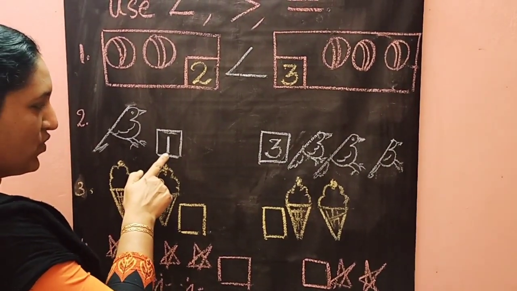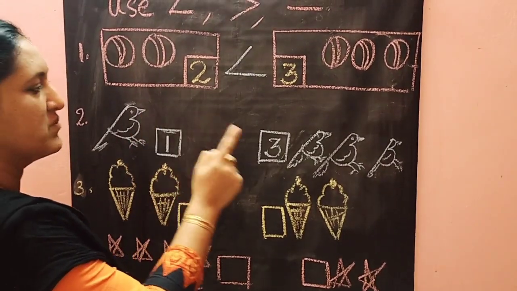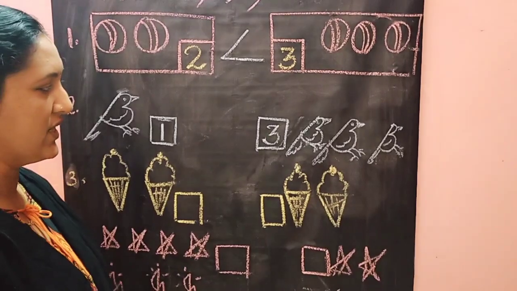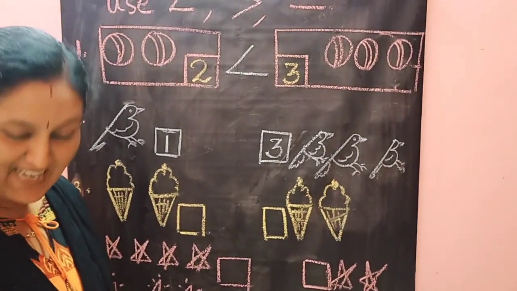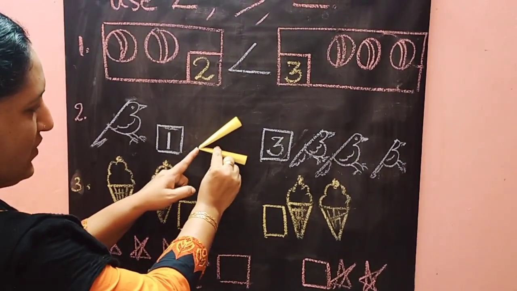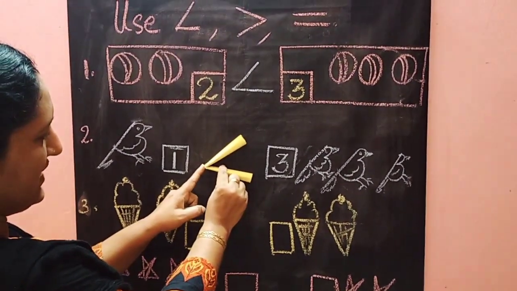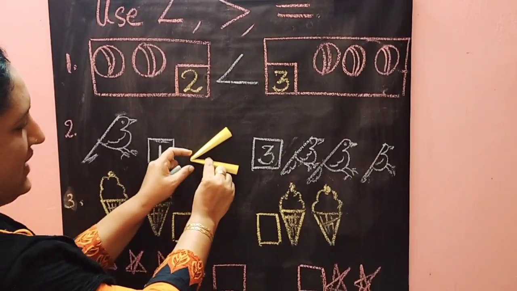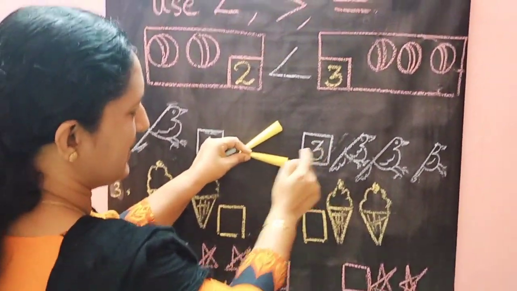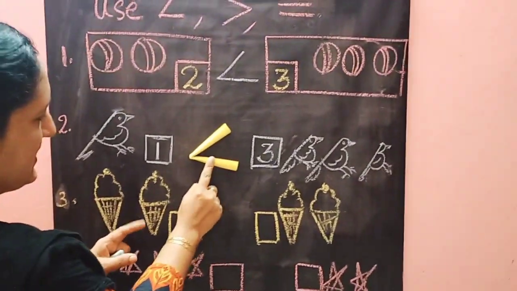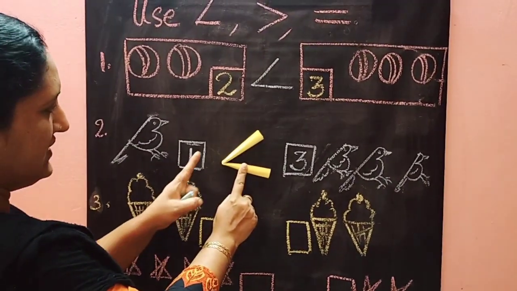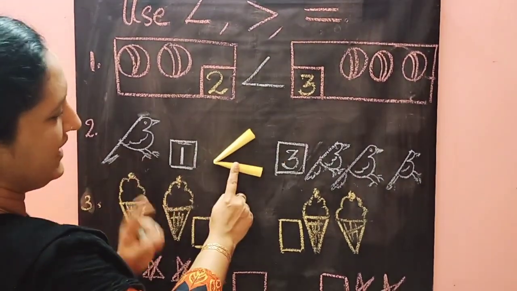Why? The smaller number comes first and the bigger number comes second. So which symbol do you need to use? Yes, correct. Less than symbol. It suits here, isn't it? The closed side is here, and near the closed side is the smaller number, and the open side is this one, and here comes the bigger number. So how can you read this? 1 less than 3.